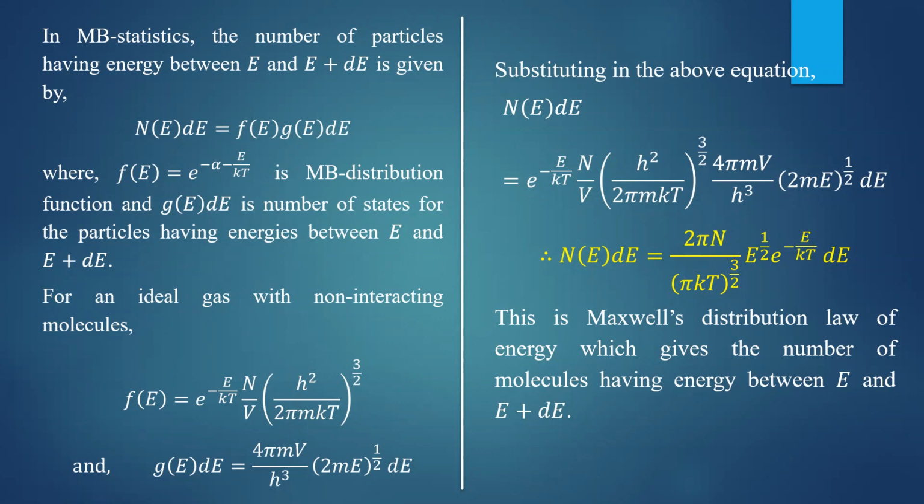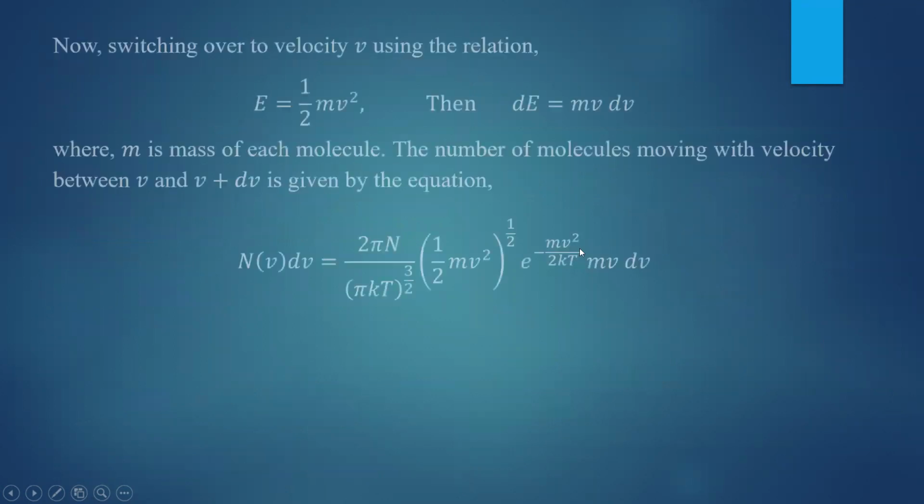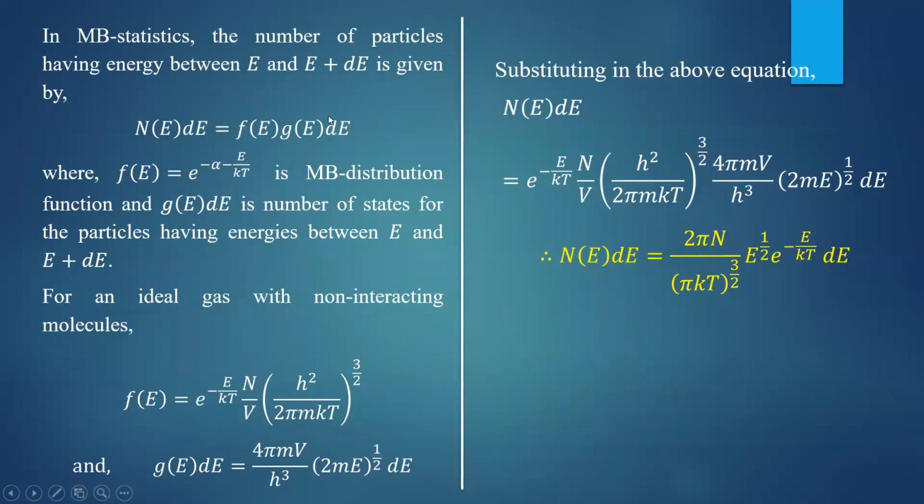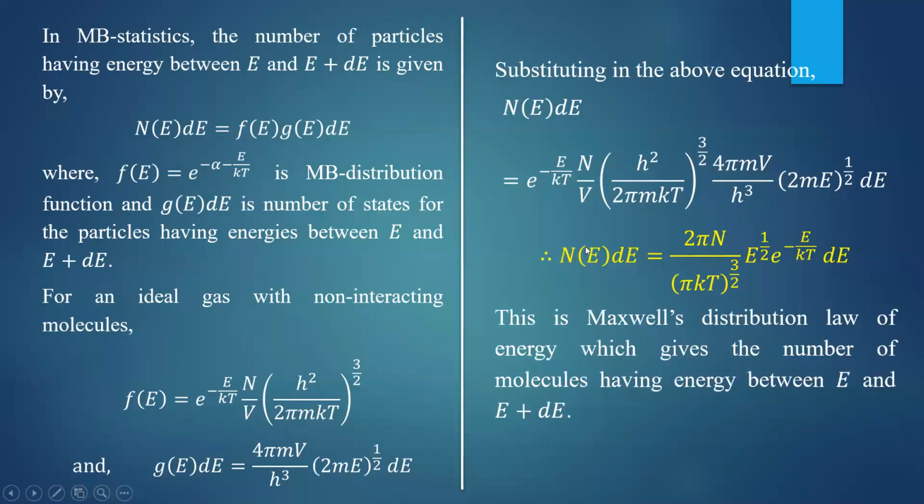Now we will try to express this energy in terms of velocity. We know that the energy of the particle is expressed as half mv square. What you have to do, we have to replace this energy in terms of velocity. This is as a function of energy. Now we'll try to find out what is the number of molecules having the velocity v. So that is how we can convert this energy into velocity.